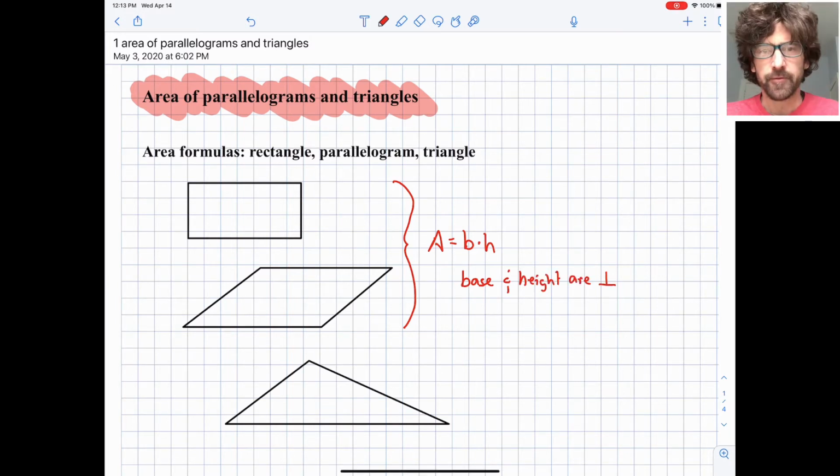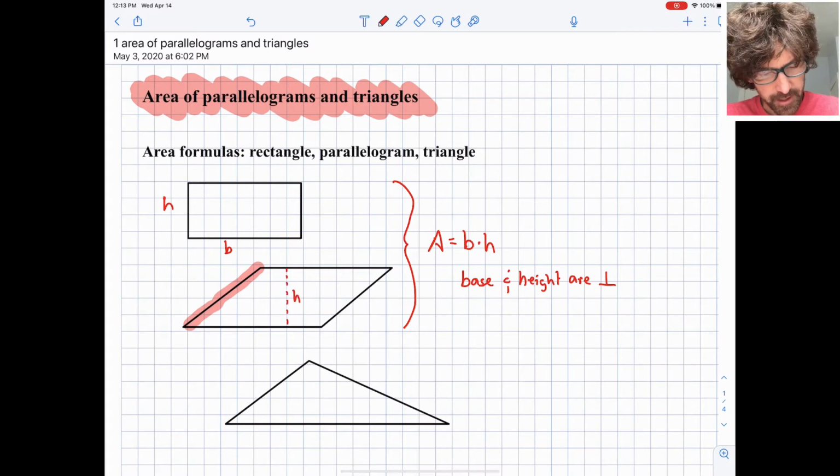Okay, so for example, in this rectangle, I think it's easy to see that the height is the vertical side and the base is the horizontal side. But in the parallelogram, what I'm highlighting here in red is not the height. Okay, that's called the slant height, but it's not the height that we want to use in the area formula. So we would use this as the height, and it would be perpendicular to the base.